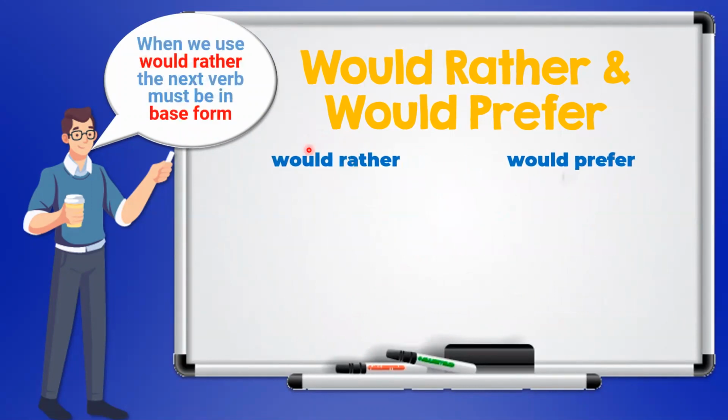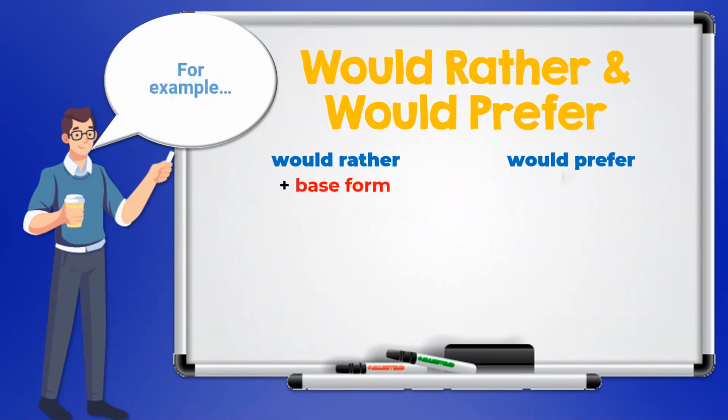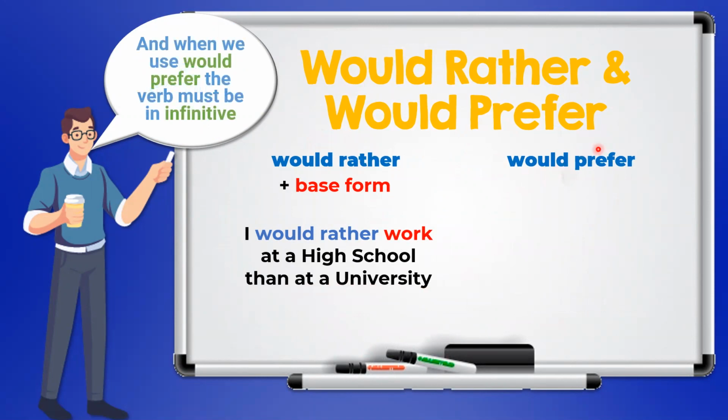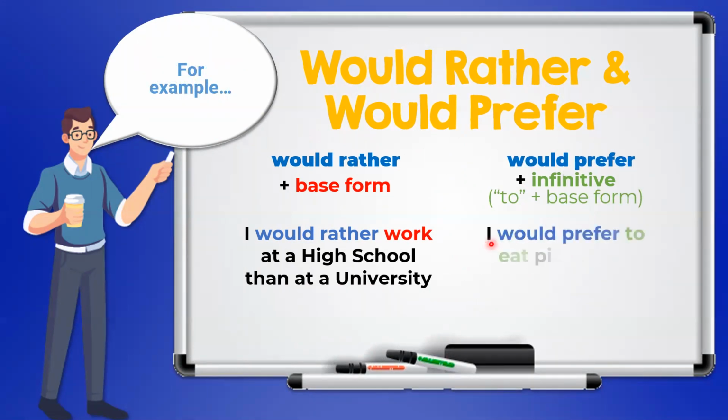When you use would rather, the next verb must be in base form. For example, I would rather work at a high school than at a university. But if you use would prefer, the verb must be in infinitive. Infinitive is when you have the word to and then the base form of the verb. For example, I would prefer to eat pizza than hamburgers.